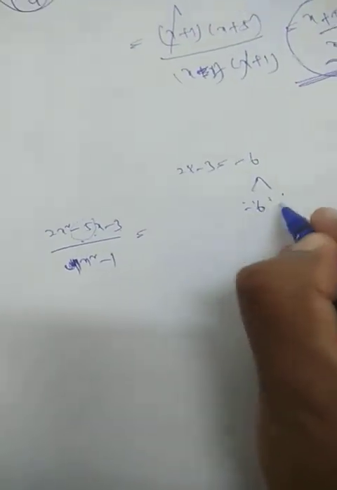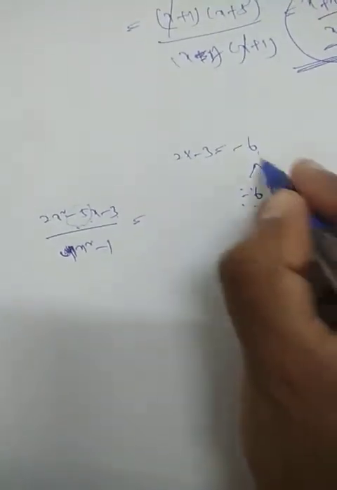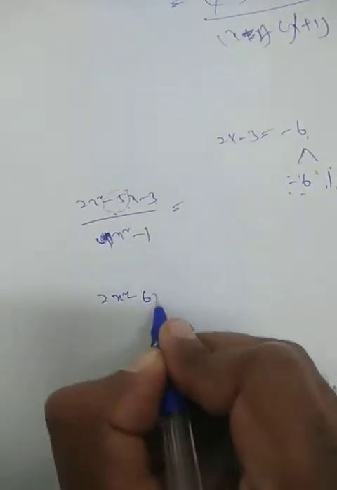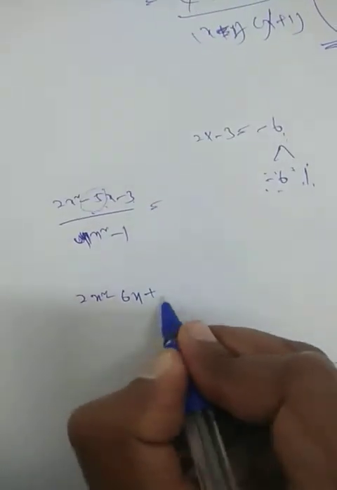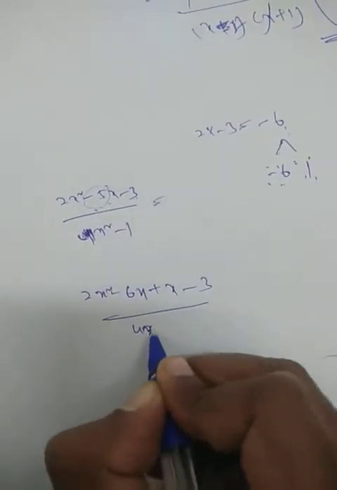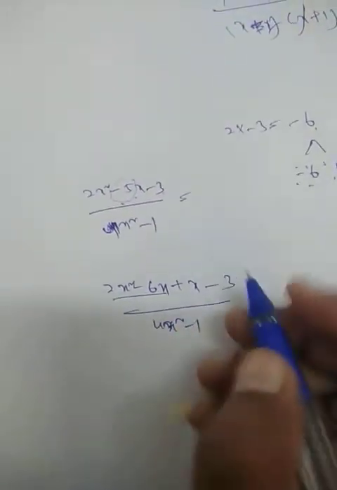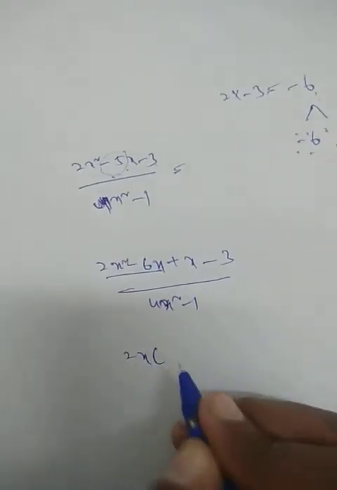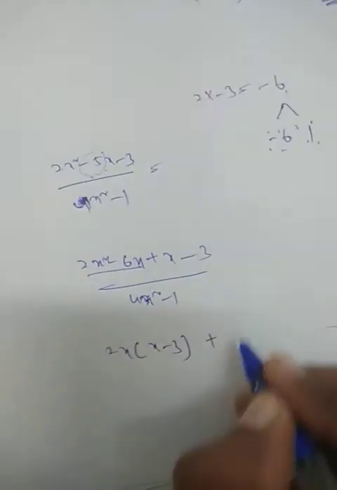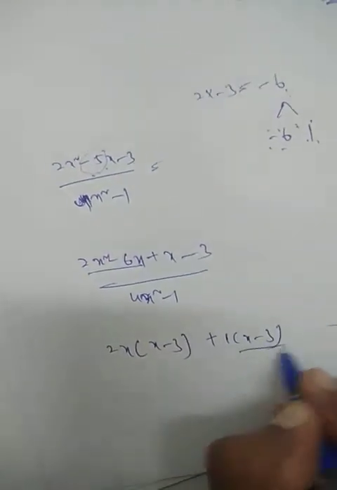How can I write? Minus 6 into 1. Minus into plus is minus, 6 ones are 6. Minus 6 plus 1 is minus 5. 2x square minus 6x plus 1 into x is x minus 3 by 4x square minus 1. What will be common from the numerator here? 2x is common. What will you get? x minus 3. What will be common here? 1 will be common. Again x minus 3.